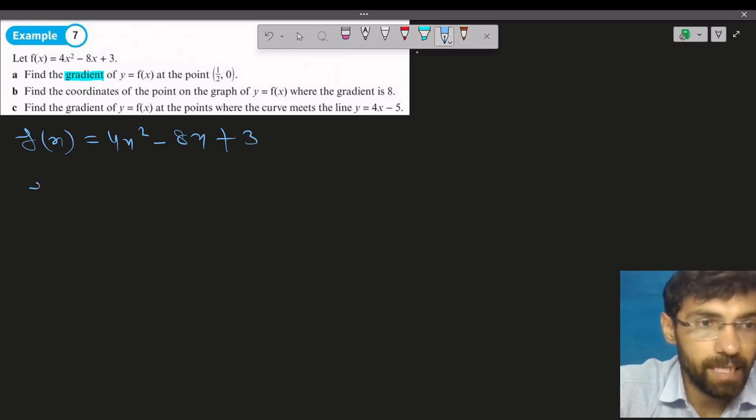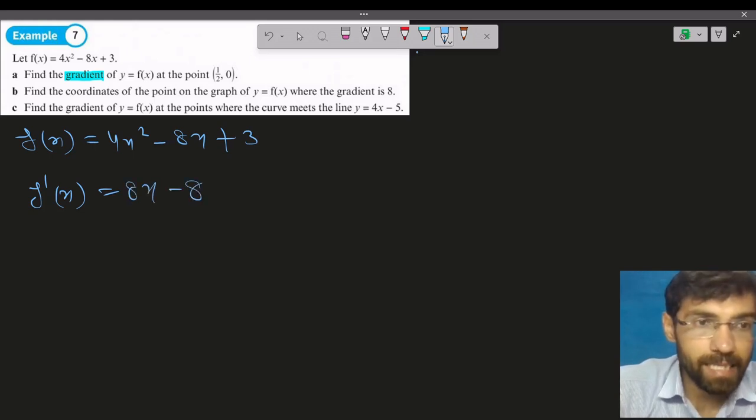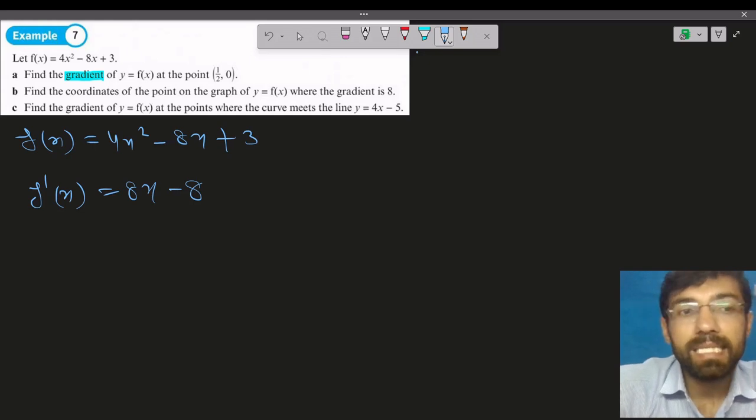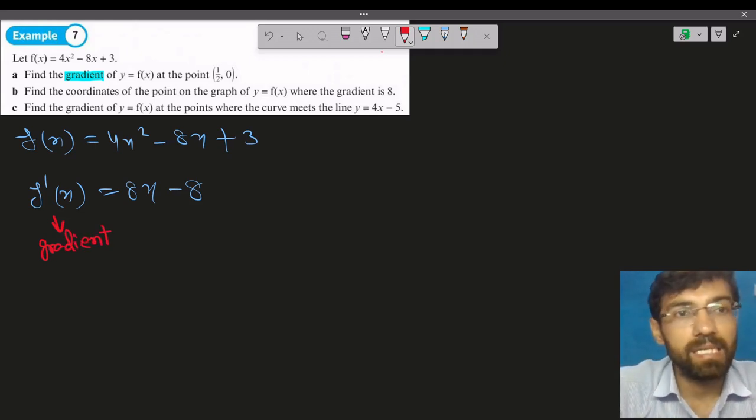Let us differentiate it. f dash x equals, I think this 4 and 2 you can multiply, it will be 8x and a minus 8. That's it. This f dash x, that is the differentiation of f of x, is nothing but the gradient. Okay, so an important point: f dash x is called the gradient.